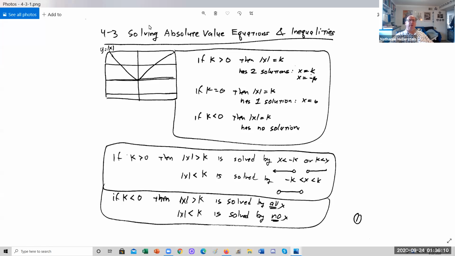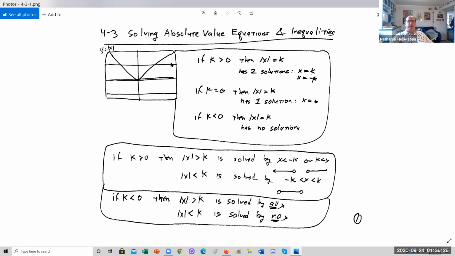Section 4.3 is about solving absolute value equations and inequalities. Here's a graph of y equals absolute value of x. It's a V shape on the coordinate axes. To solve absolute value of x equals k, well, that depends.